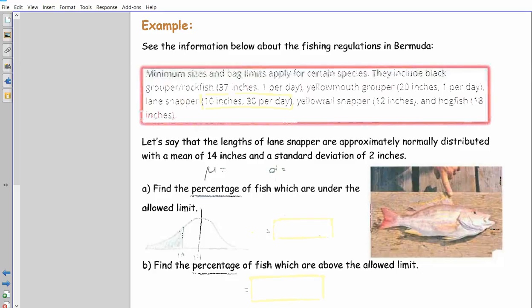And we'll whip through this. So see the information below for the fishing regulations in Bermuda. Minimum sizes and bag limits apply for certain species.